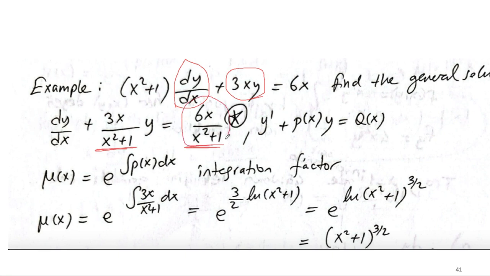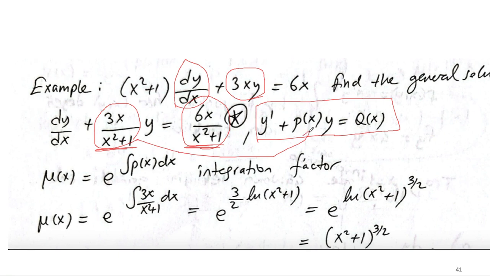So this is my q of x, and this is my p of x from this form for the integration factor method. By writing everything in this form, we can easily obtain that this is our p of x, and this is our q of x. Okay? So mu of x equals e to the power integral of p(x) dx. This is the integration factor. And the integral is of 3x divided by x squared plus 1 dx.